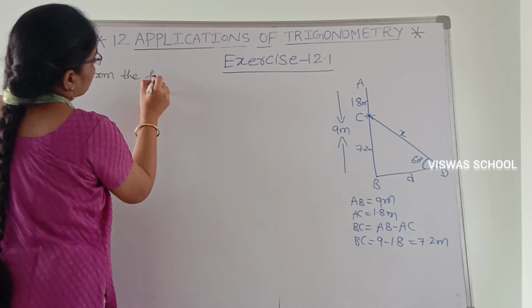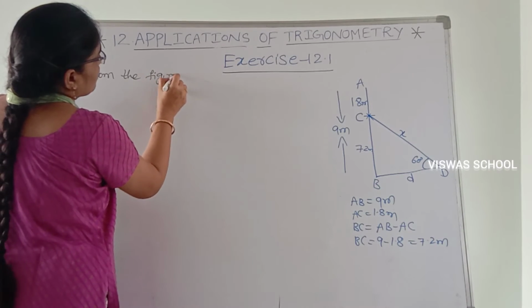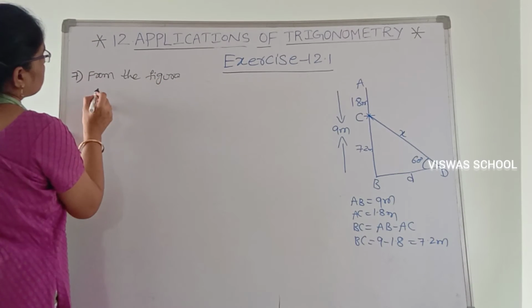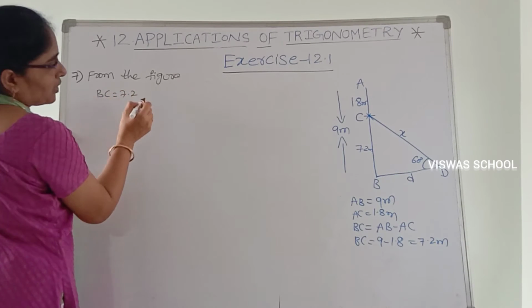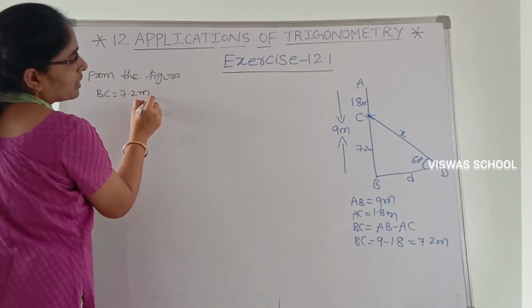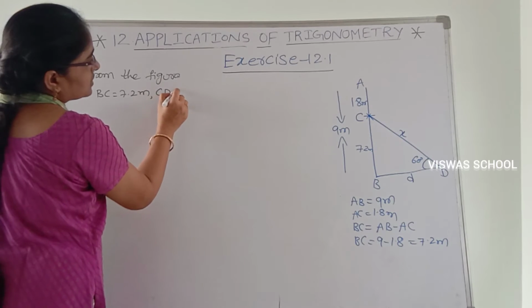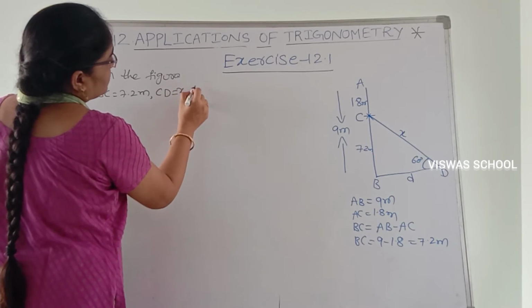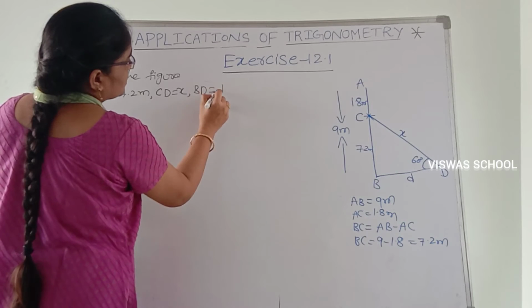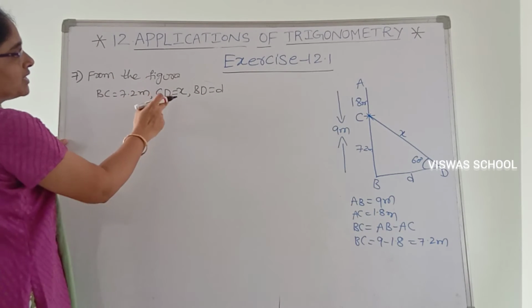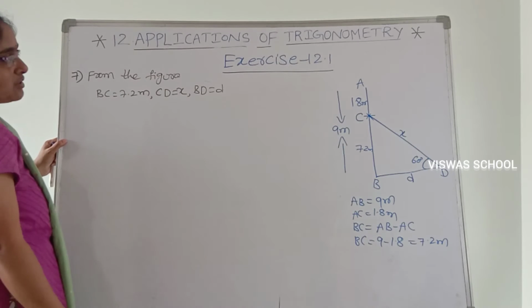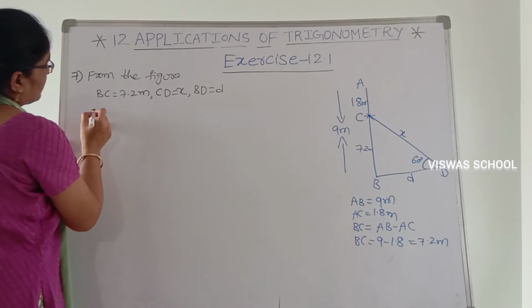From the figure here, BC equals 7.2 meters, CD equals x, and BD equals d. Now we have to find this CD value and the BD value here.